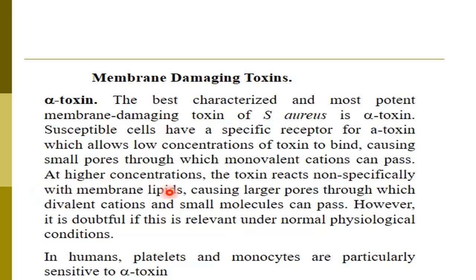Okay, but at higher concentration, what does occur? At higher concentration, the toxin reacts non-specifically with the membrane lipids, causing large pores through which divalent cations and small molecules can pass. However, it's doubtful if this is relevant under normal physiological conditions. Thus, in humans, platelets and monocytes are particularly sensitive to alpha toxin. Here I will be knowledgeable about the sensitivity of these elements against alpha toxin.